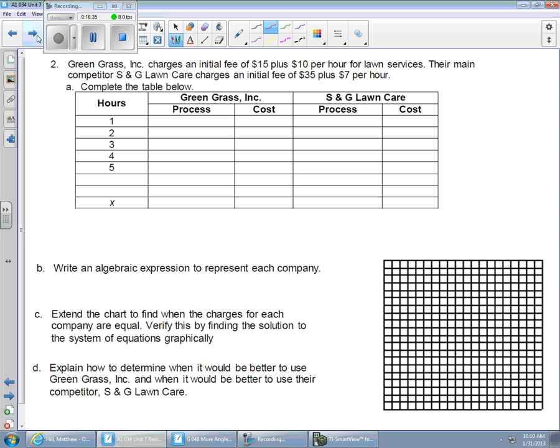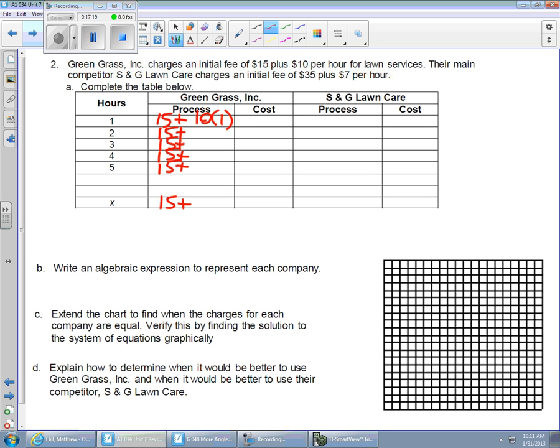Green grass. What happens with green grass? $15. Every one of their processes is going to start off with 15 plus. That 15 is going to cost you no matter how many hours they work. And then they got $10 per hour. Now what kind of a variable is that per hour? We're going to add. I already got the addition in there. But what kind of variable is hours? Is that an X variable or a Y variable? It's X. Why is that one X? Because it's time, exactly. Hours is time. Time is always X. So $10 per number of hours.